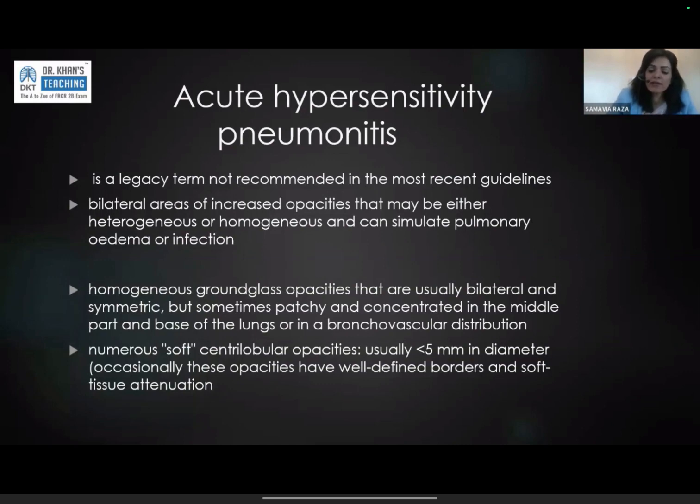So acute HP that has consolidation often goes undiagnosed. It's often in retrospect that we realize that that consolidation was actually all HP.